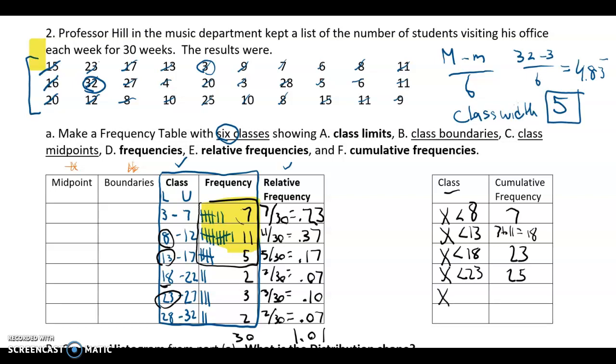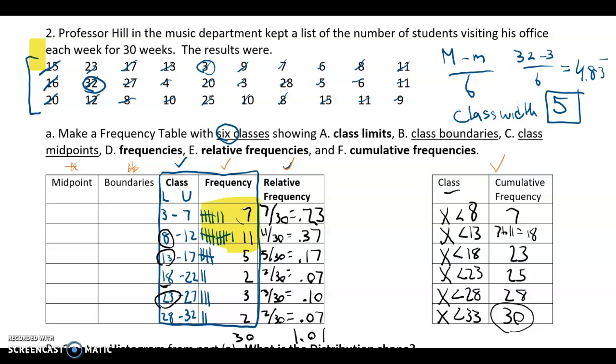Next, we'll have x is less than 28, and we'll count up the numbers from our first 5 classes listed, and we'll have our 25 that we already have, and we'll add 3 to get 28. And then finally, we'll have x is less than 33, and we'll add all of our numbers together, and we'll get our total of 30. The last cumulative frequency is always going to be the total number of data items. We have now reviewed a regular frequency distribution, a relative frequency distribution, and a cumulative frequency distribution.